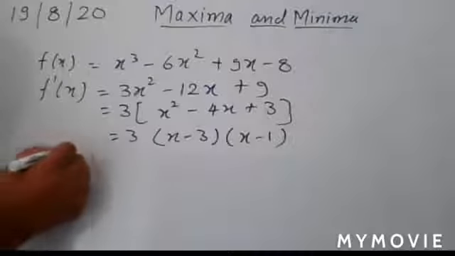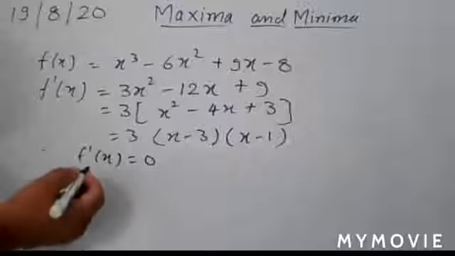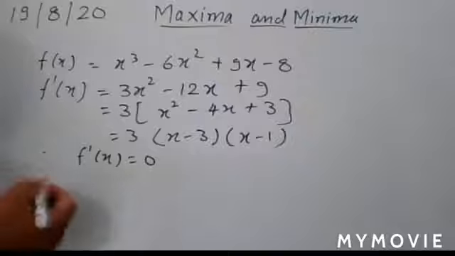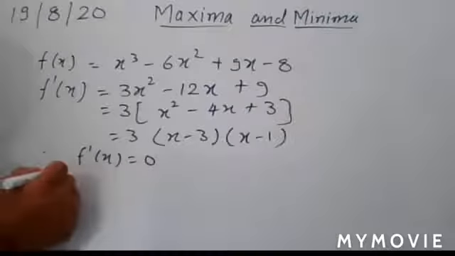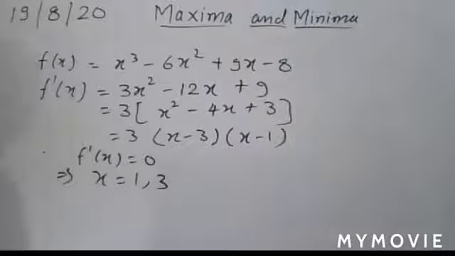Then you have to take f dash x is equal to 0. The values of x obtained by taking f dash x equal to 0 are known as critical points, or turning points, or stationary points. So this implies x is equal to 1 and 3. As I discussed earlier, you have to draw all those points on the number line.